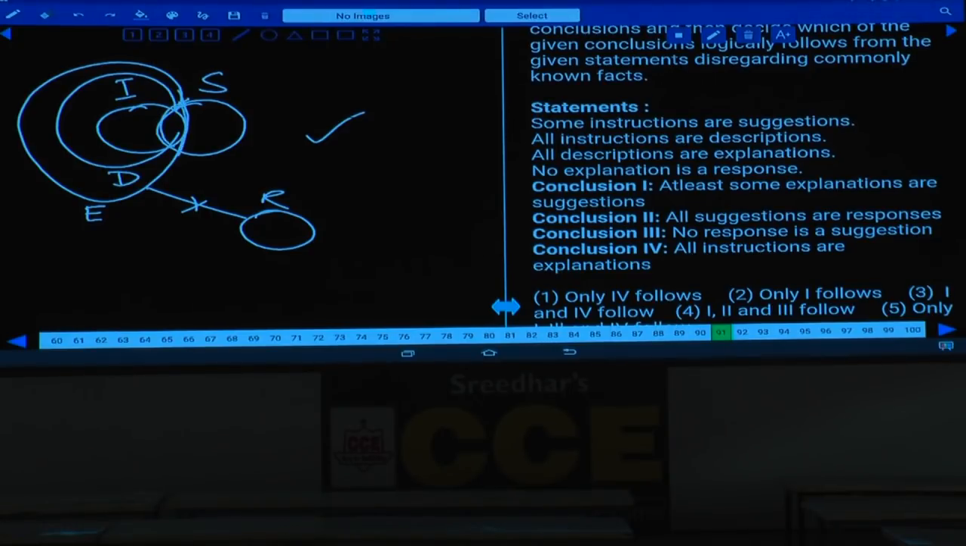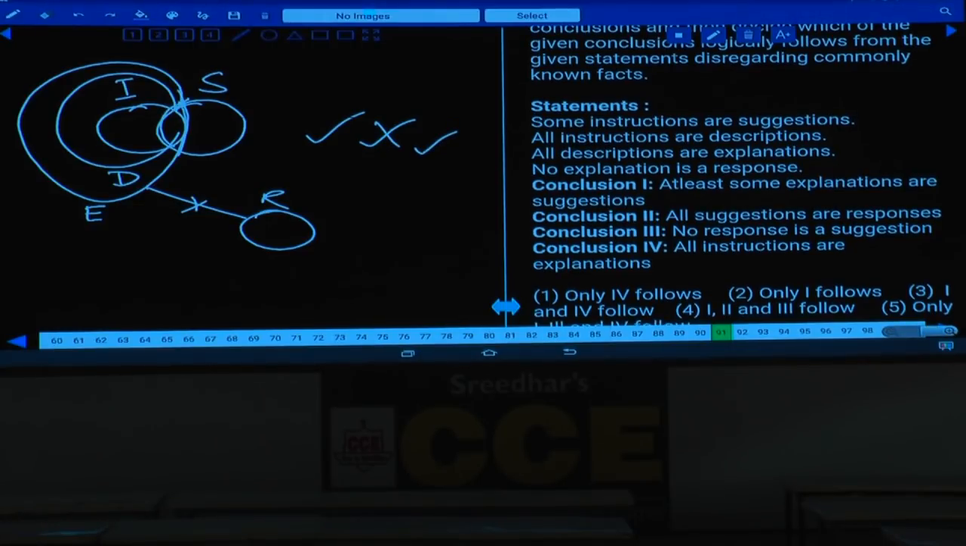No response is a suggestion. That is definitely true, isn't it? As of now it is true. And the next one, sorry, this is the third one, right? Second one, all suggestions are responses, that is false. And third one, no response is a suggestion, that is definitely true. And the fourth one, all instructions are explanations, is also true. Out of these four conclusions, what happened to this one? Only the third one is a negative conclusion.